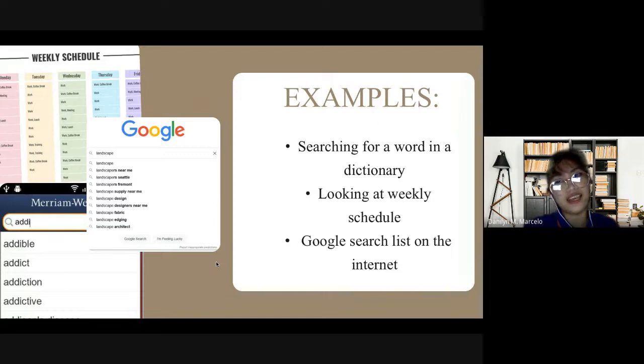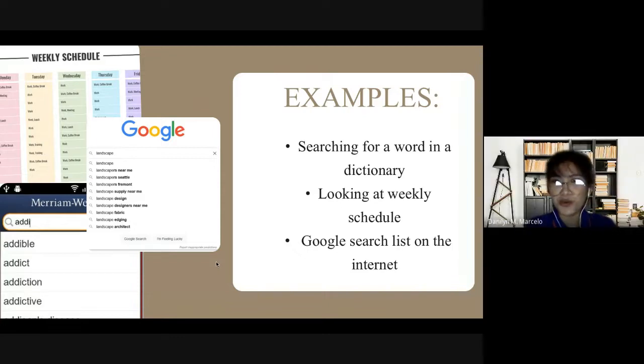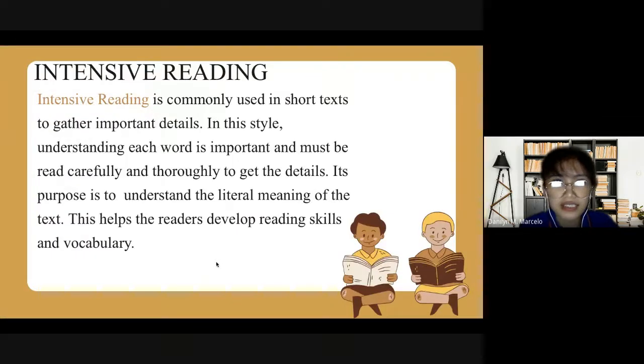Do you have any questions regarding scanning? None, ma'am. Thank you. So our next reading style is intensive reading. Anyone, please read the intensive reading. Yes, Mr. Anthony.